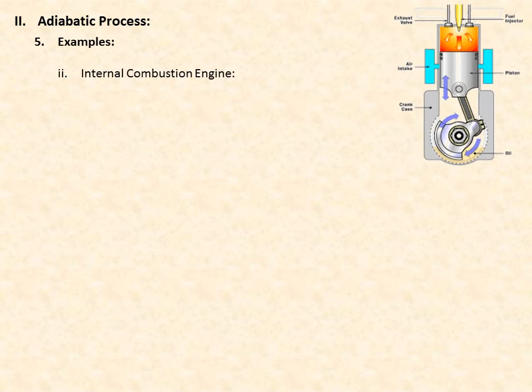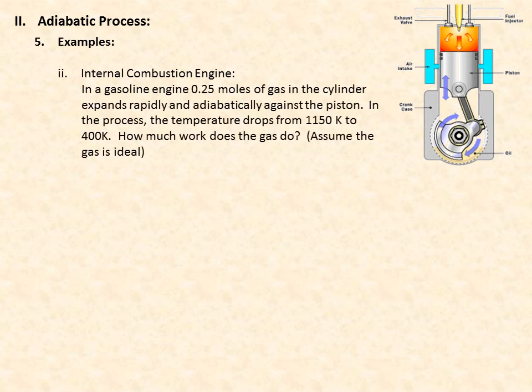Now, in this next example of an adiabatic process, we will consider the case of an ideal gas, and a rather important case at that. We will look at the gas, that is the fuel-air mixture inside one of the cylinders of an internal combustion engine. In this problem, we're told that in this gasoline engine, we're going to consider 0.25 moles of gas expanding rapidly and adiabatically against the piston.